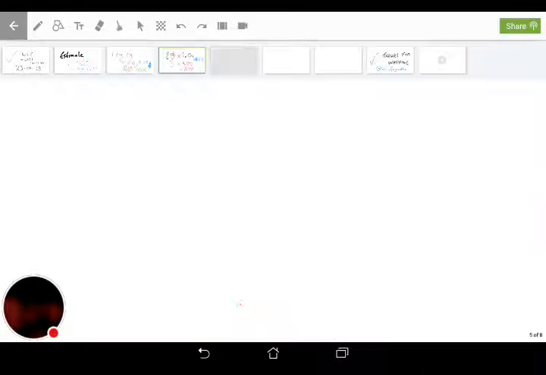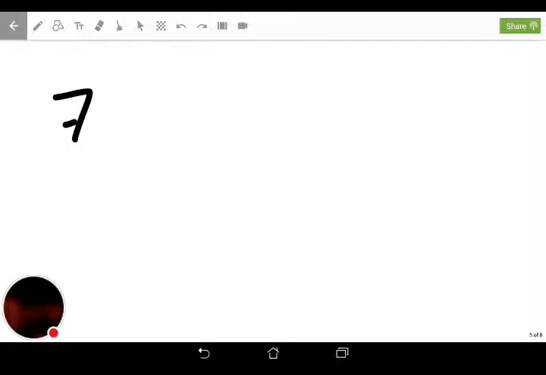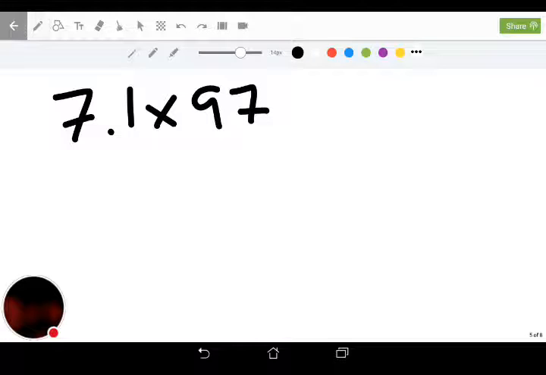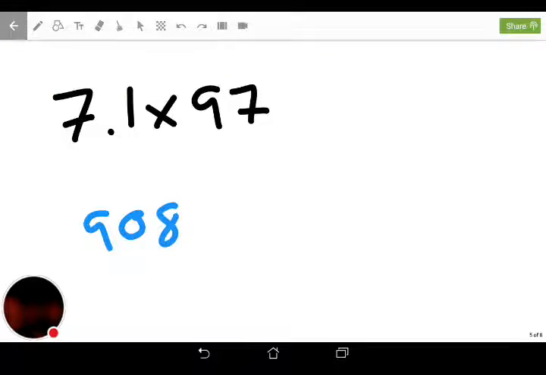Now what I'm going to do is put 2 questions here on the board, and if you'd like to have a go at them, I'll give you a couple of minutes to do it, then I'm going to explain my way through it and see how it goes. So the first one is 7.1 times 97, and the second one is 908 divided by 2.03.